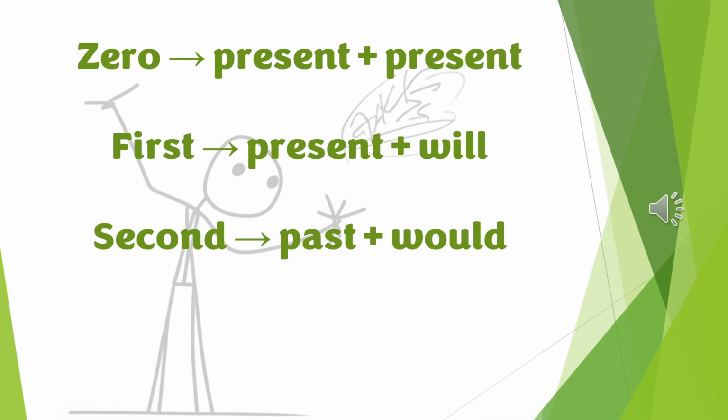You can also keep in mind the verb pattern. For the zero conditional it is present and present. For the first conditional it is present and will. And for the second conditional it is past and would.